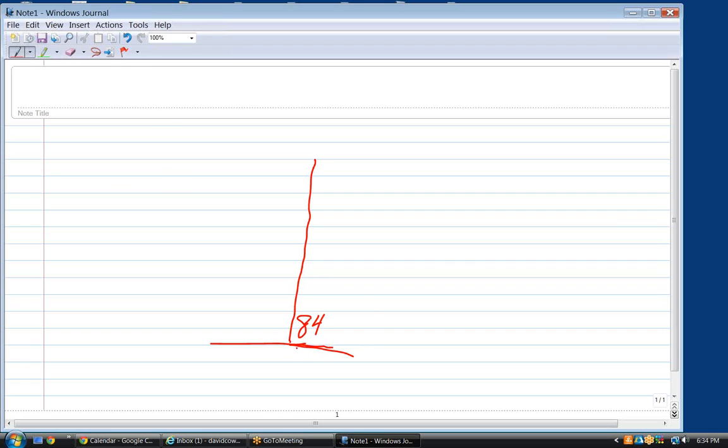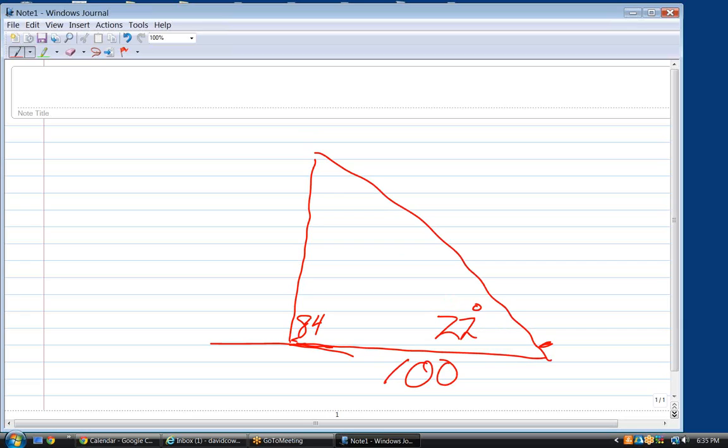At a point 100 feet from the tree, the angle of elevation to the top of the tree is 22 degrees, 50 minutes. Yes. And it wants to find the length of the tree, which is x. What trig function works for this?